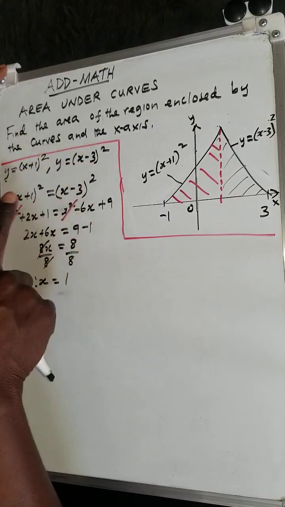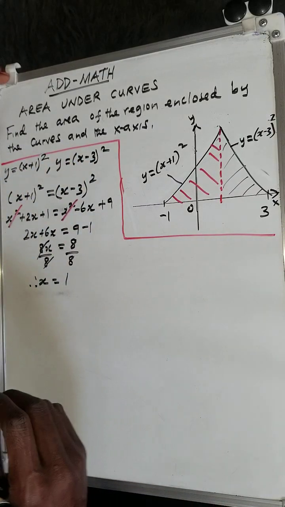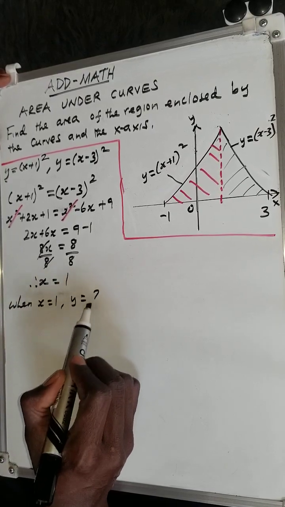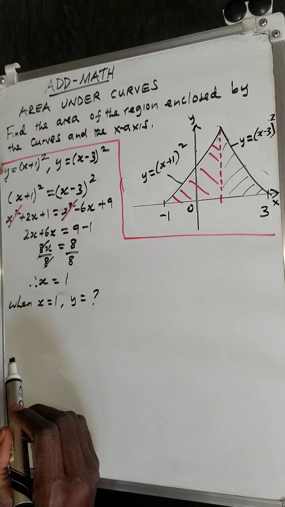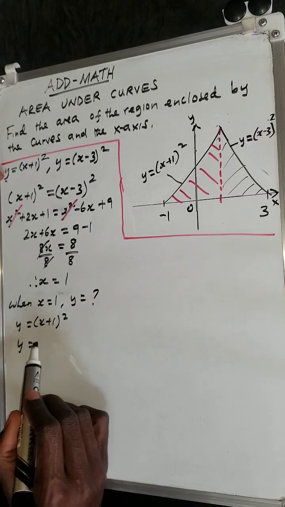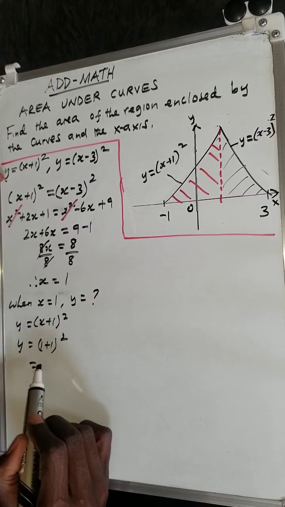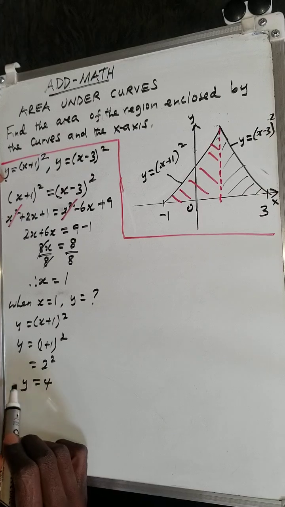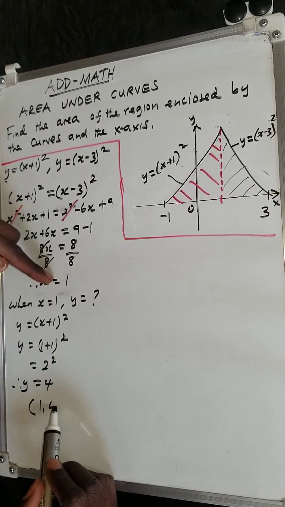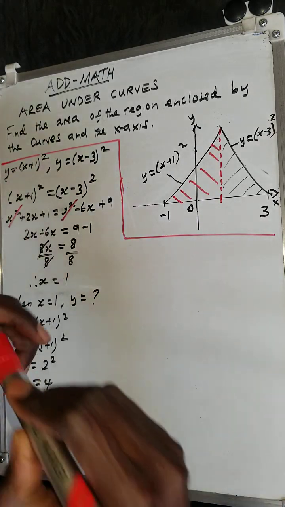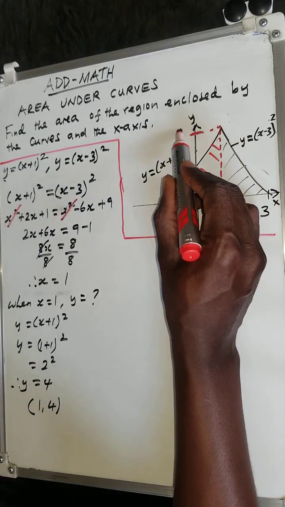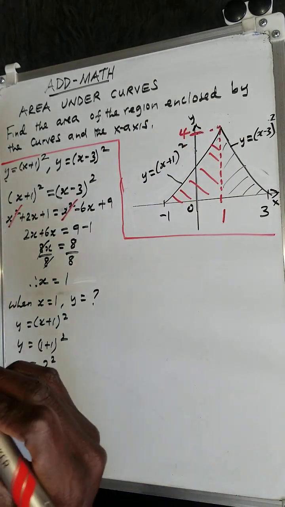Now you can use any of the two equations to know the corresponding value of y. For example, when x is equal to 1, what is the value of y at that point? You can use any. For example, if I use this one, y is equal to (x+1)^2. It will be (1+1)^2, which will be 2 squared, which will give me the value of y to be 4. Meaning that the coordinate is simply when x is 1, my y is equal to 4. So at this point where they're intersecting, x is equal to 1, but the value of y at that point is 4. That's what it simply means.